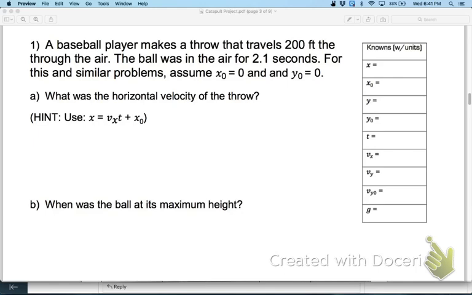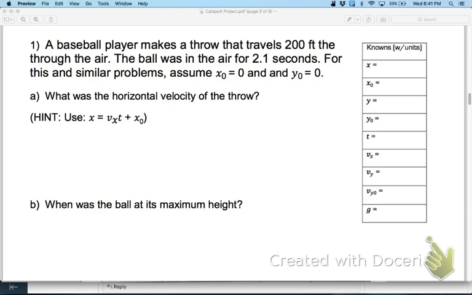Now, before we start, let's make sure that we gather all of our information here on the side. They've given us a nice little table to help us fill out the things that we know and organize our thoughts a little bit. So what are the things that we know with our units?